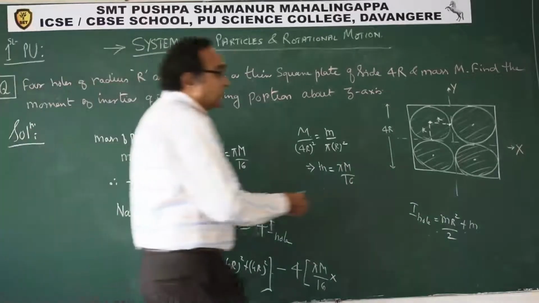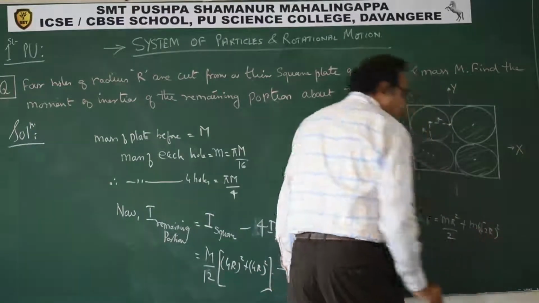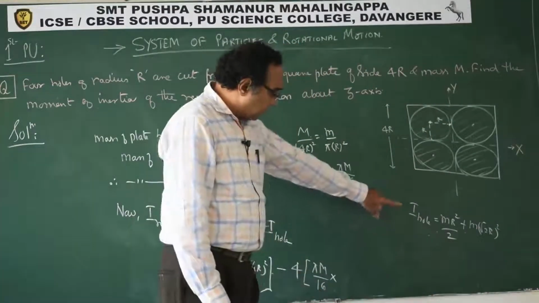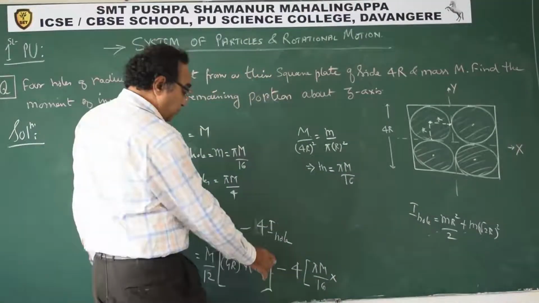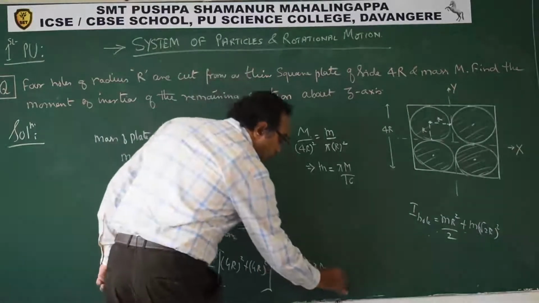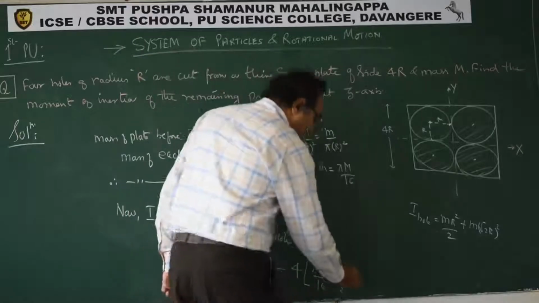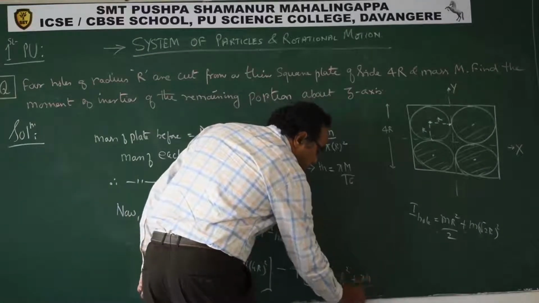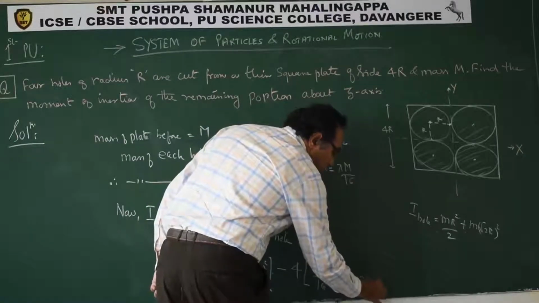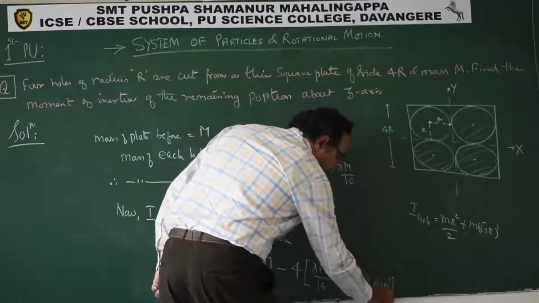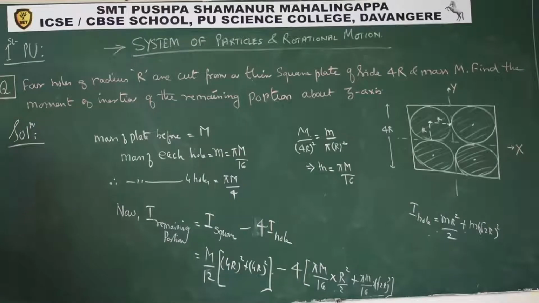So that will be how much? This we can write as root 2r whole square. This is what we get as the moment of inertia of the hole. So this is m r square by 2 plus again pi m by 16 into root 2r the whole square. This is exactly how we will get the moment of inertia of the remaining portion.